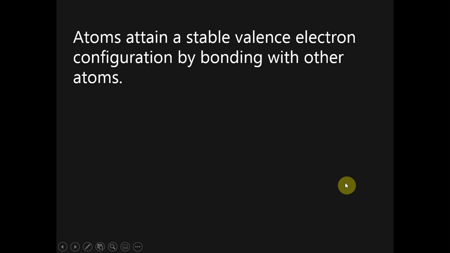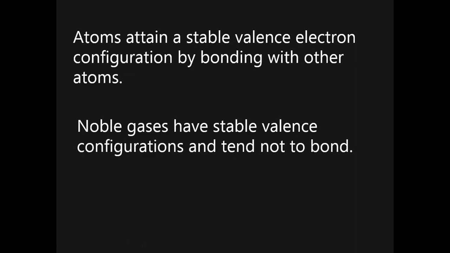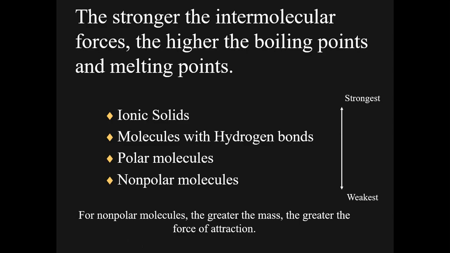So the whole point of bonding with other atoms allows a particular atom to attain a stable valence electron configuration. Noble gases, for example, already have that, and so they don't tend to bond with other atoms. That's why we call them noble gases.